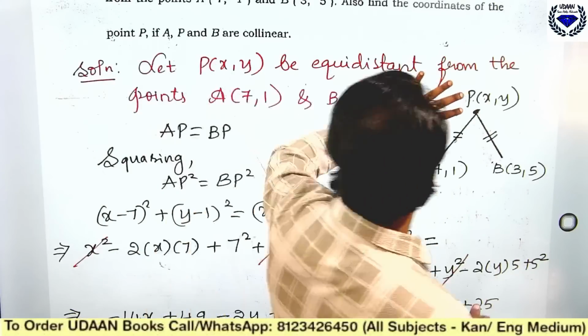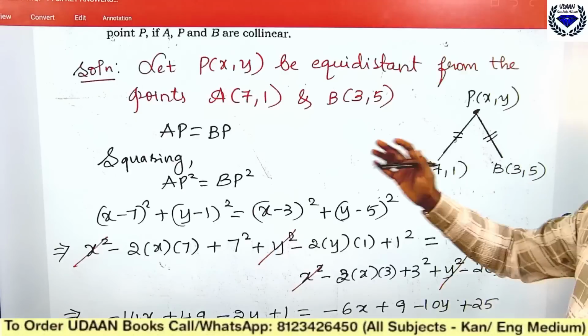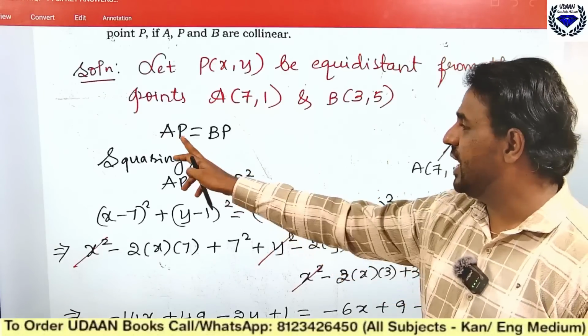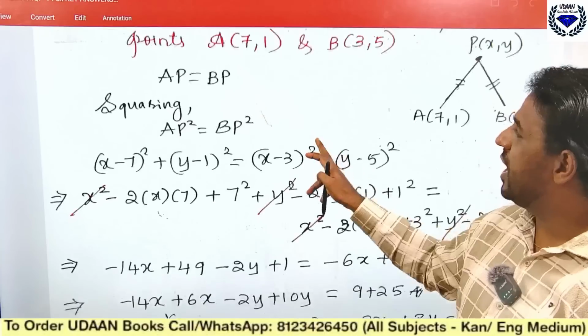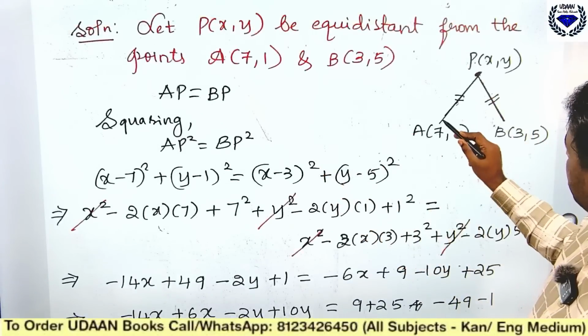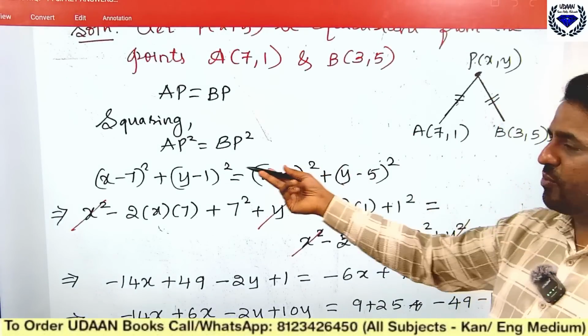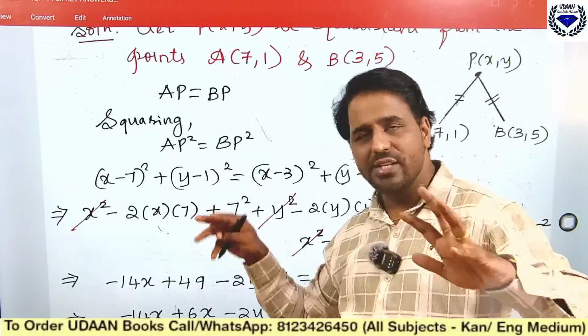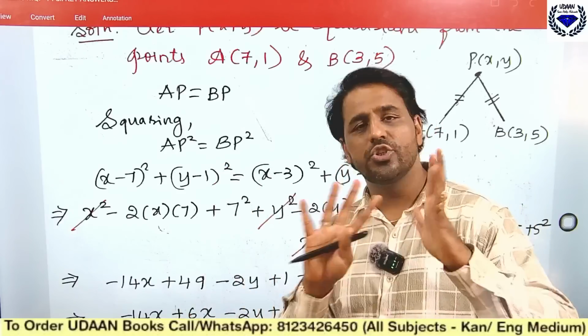If you have equal distance, that means AP and BP should be equal. Squaring, that means AP square is equal to BP square. Now see here, x minus 7 the whole square plus... the distance formula you should use. But the root has been cancelled because the square has already been done. So you should not take the root here.